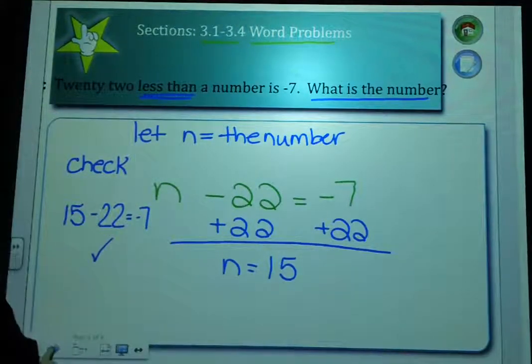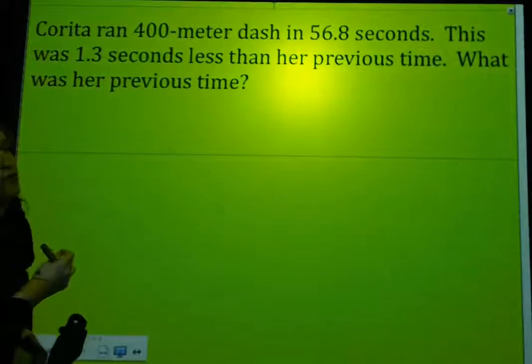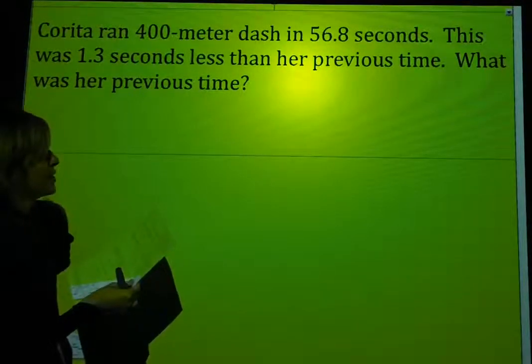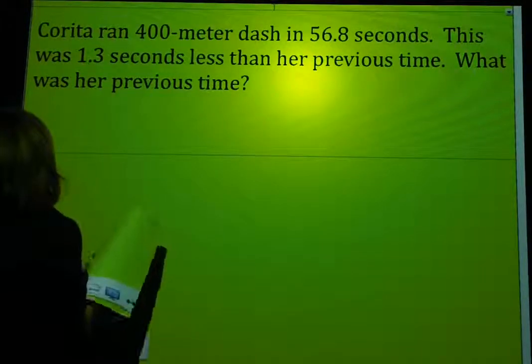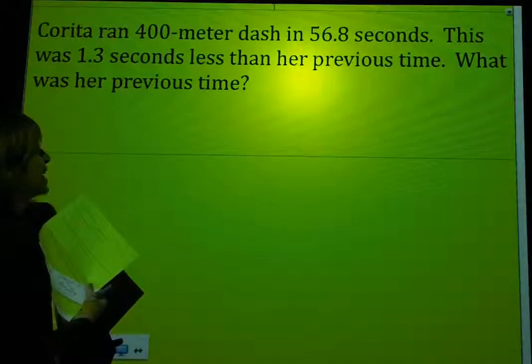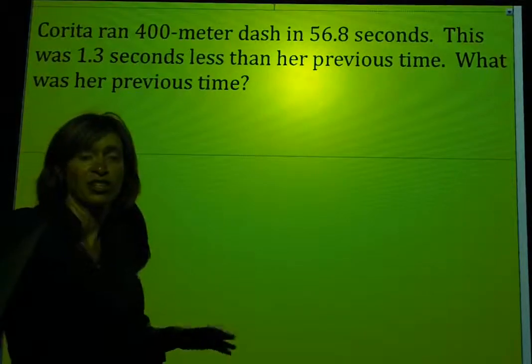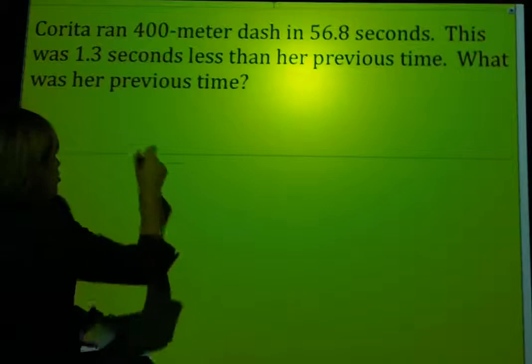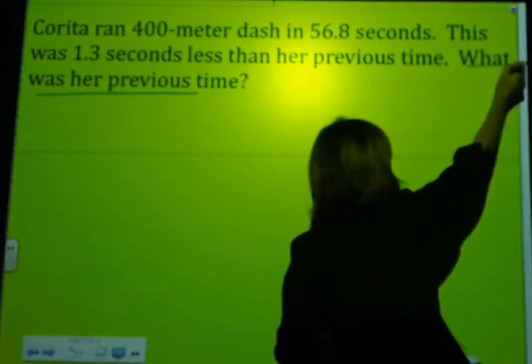All right, moving on. Karina ran a 400-meter dash in 56.8 seconds. Is that good? I'm not sure. This was 1.3 seconds less than her previous time. Well, obviously it's good because she did better than the last time. What was her previous time?